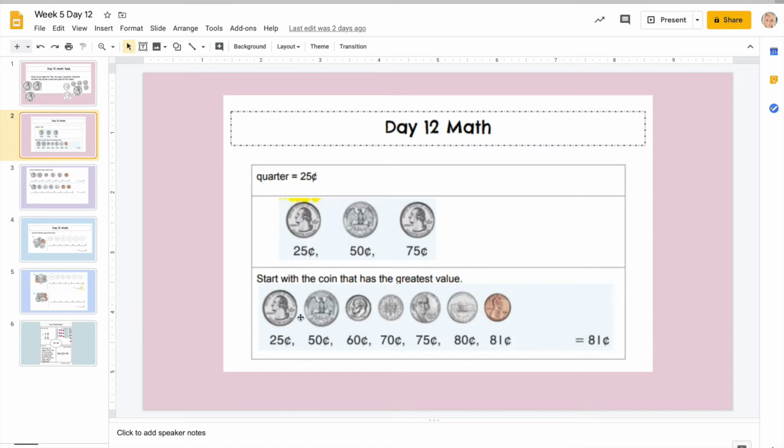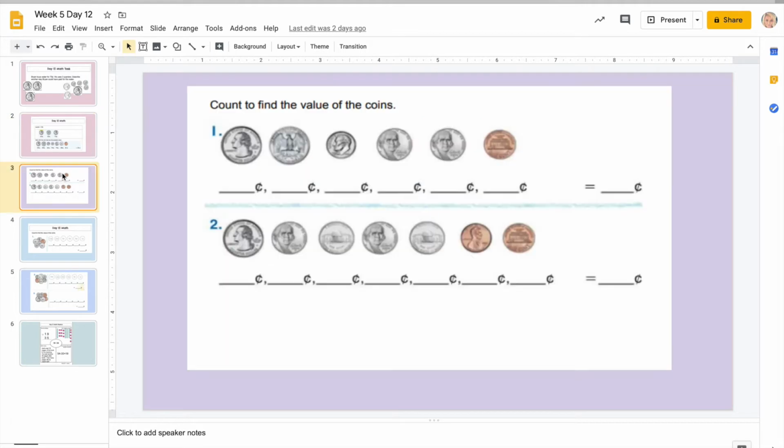So if we counted all of these up together, we would know we had 25, 50. Now we're moving on to counting by 10, so 60, 70, because there are 2 dimes. Then we're going to move on to 75, because there's a nickel, and then another 5, which is 80, because another nickel, and then 1 penny, which gives us a total of 81 cents. So let's go ahead and do a little more practice.